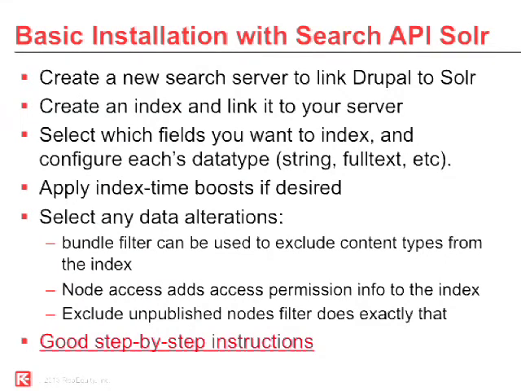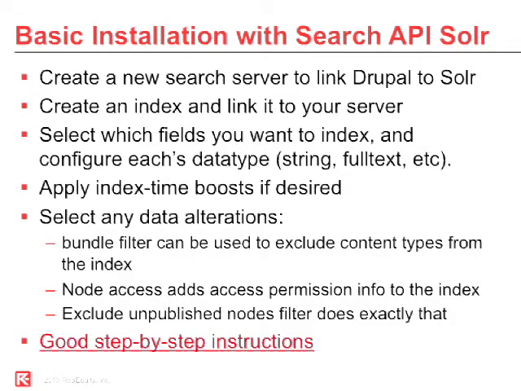So these are the basic steps for installing Search API Solr. This assumes that you have already got your Solr server up and running. You just go into the UI and create a new server, and then you create an index associated with that server. And then you select which fields you want to index and configure each one's data type. So they can be string, full text, etc. You can apply any index time boosts if you want. They're very limited in the UI right now. There's only a few data types that actually support them, so that's something to note.